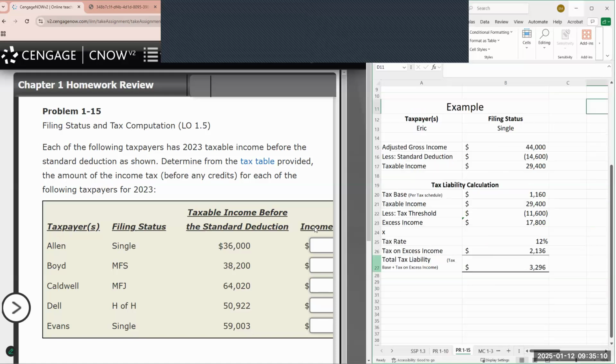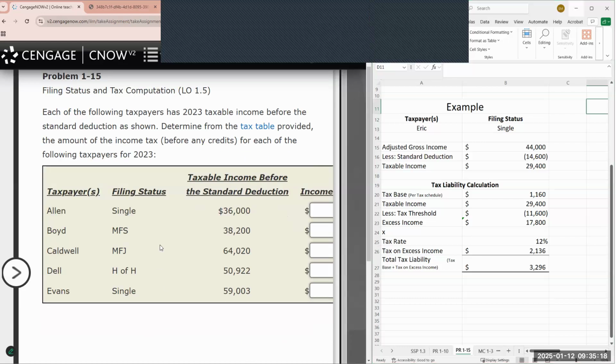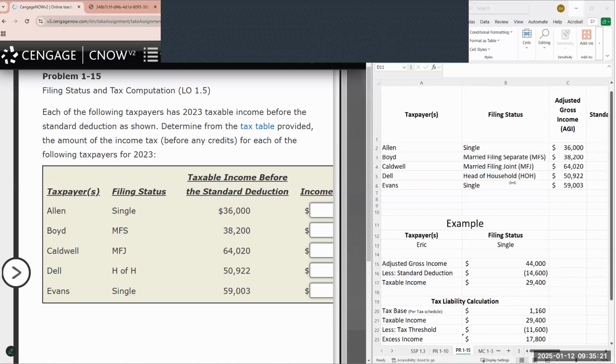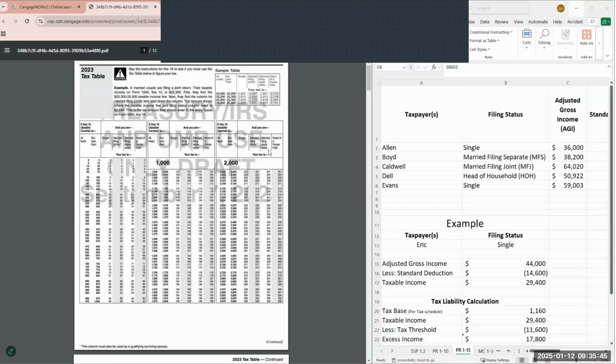All right. So this brings us to our next problem. And it's pretty similar, using the filing status and tax computation. It's asking us to determine the income tax liability for these clients. So we have the information up above. We have Alan. He's single, taxable income before the standard deduction of $36,000. Boyd, married filing separate, $38,200. Codwell, married filing joint, $64,020. Dell, head of household, $50,922. And Evans, single, $59,033. Right? So essentially similar.